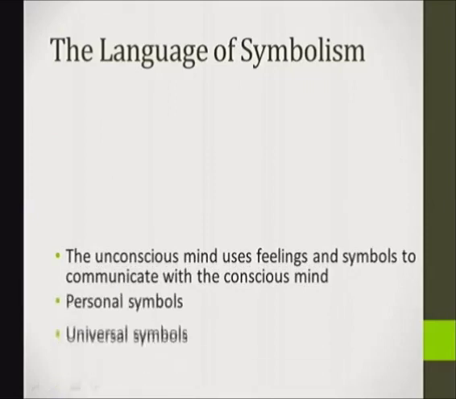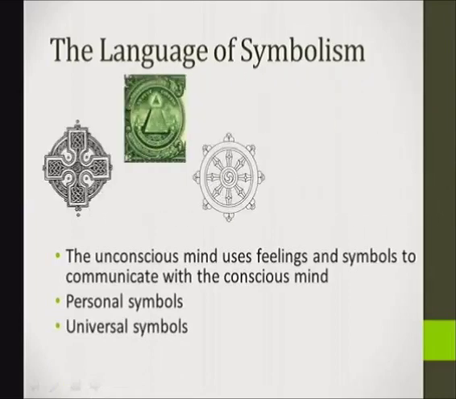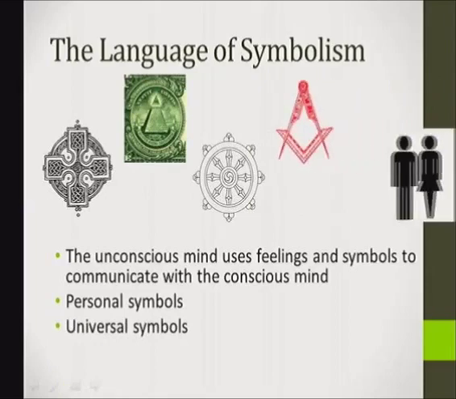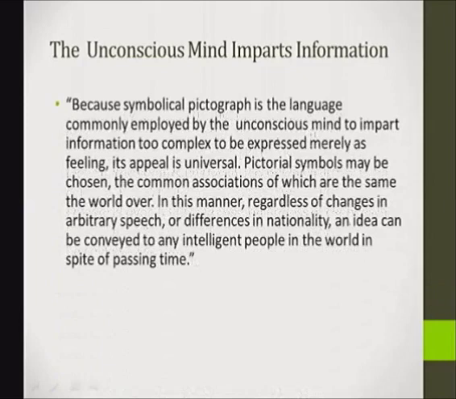We have two different types of symbols, personal symbols and universal symbols. Here are some of the ways that symbols show up in our life, whether it be a Celtic cross, what we recognize as the all-seeing eye of God from the dollar bill, the wheel of Dharma, the Masonic compass and square, or the male and female signs. Those are pretty universal symbols.